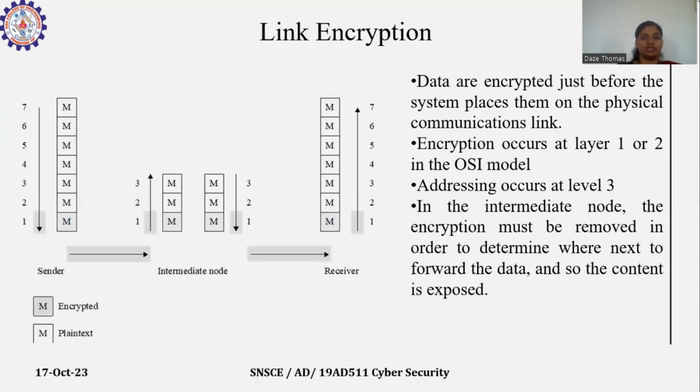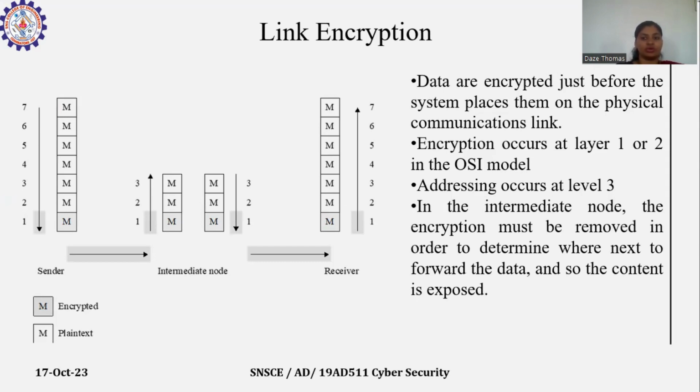In link encryption, data are encrypted just before the system places them on the physical communications link. Encryption occurs at layer 1 or 2 in the OSI model, where the addressing occurs at layer 3. We have three stops here: one is the sender, another is the receiver, and we have an intermediate node as well.